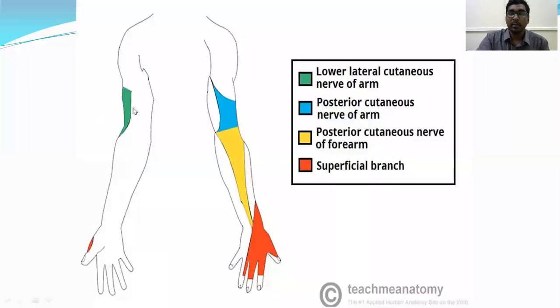So these are the sensory cutaneous nerves supplied by the radial nerve. This is the area supplied by the lower lateral cutaneous nerve of the arm, and the upper lateral cutaneous nerve of the arm is supplied by the axillary nerve. The posterior cutaneous nerve of the arm is given as a branch at the level of the axilla and supplies the posterior half of the arm, and the posterior cutaneous nerve of the forearm, which is a branch at the level of the spiral groove, supplies the posterior half of the forearm, and the superficial branch supplies the radial 3.5 fingers of the hand on the dorsal side. Okay.